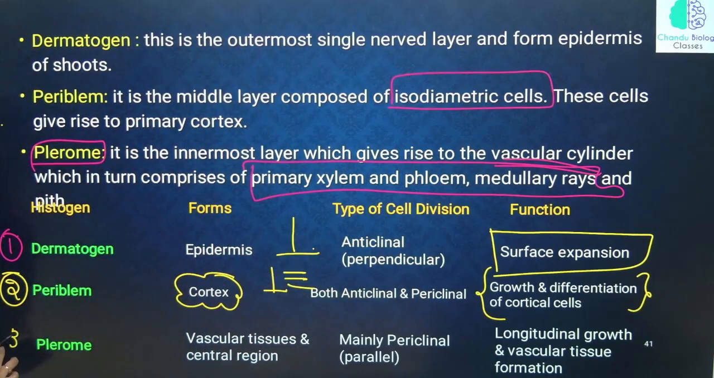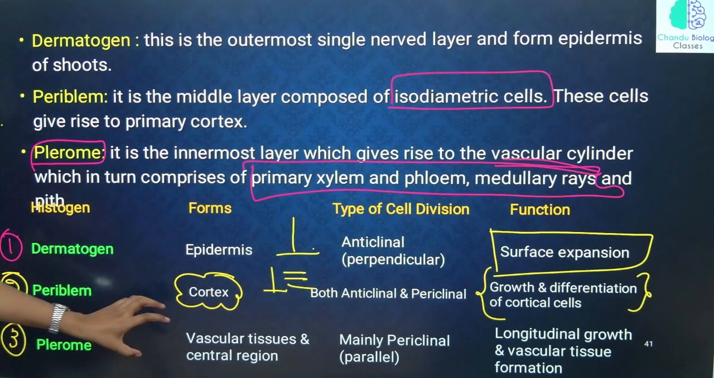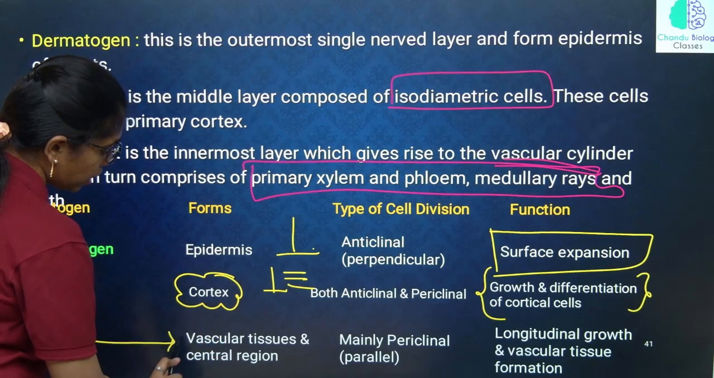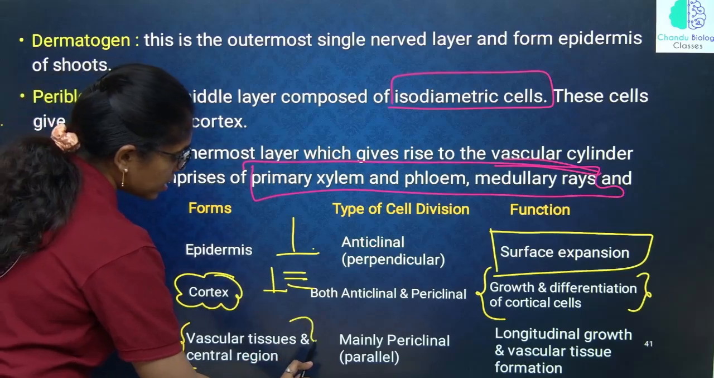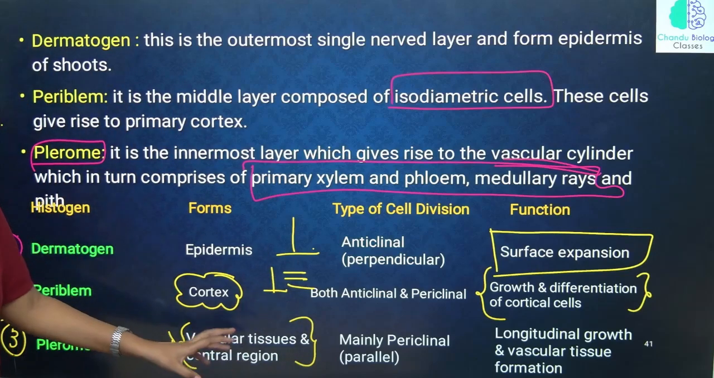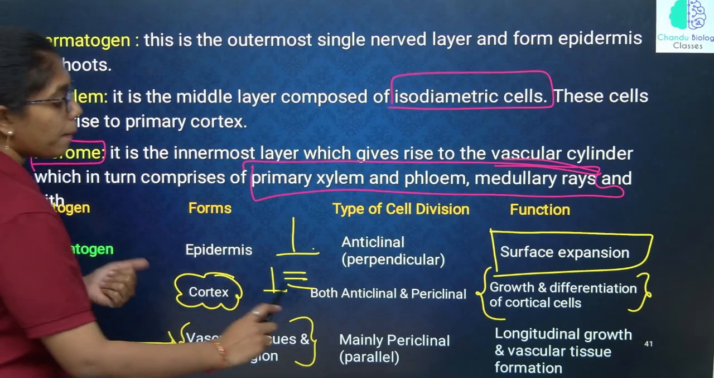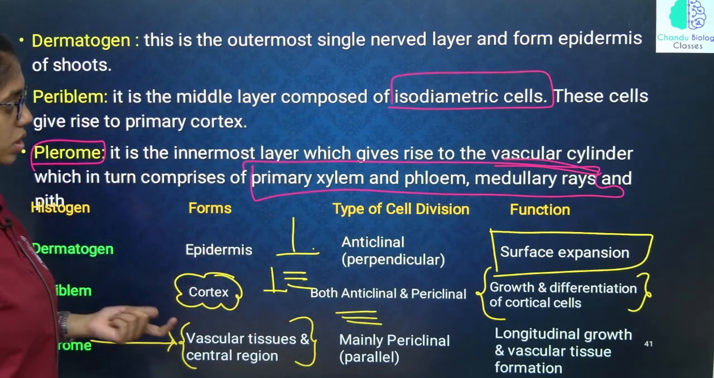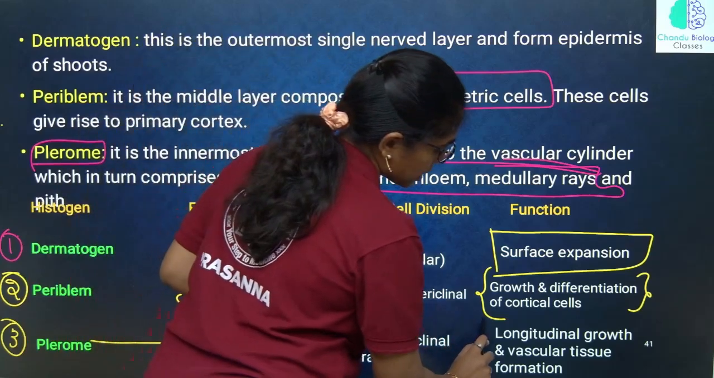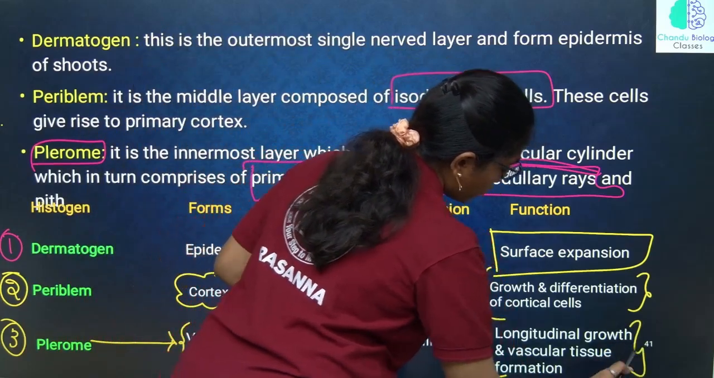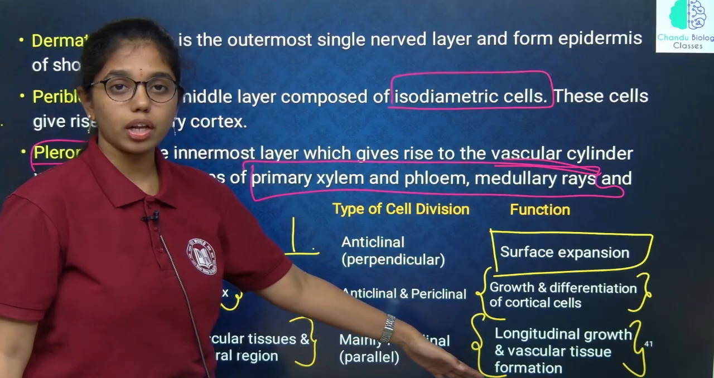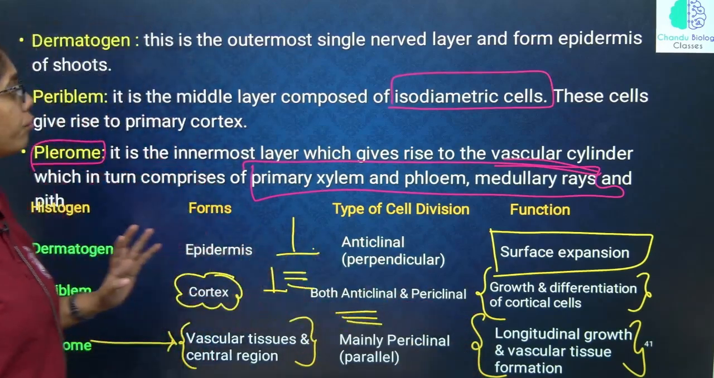Third is plerome, wherein plerome forms vascular tissues and the central region. Mainly it undergoes periclinal or parallel divisions, and the function it conducts is longitudinal growth and vascular tissue formation.